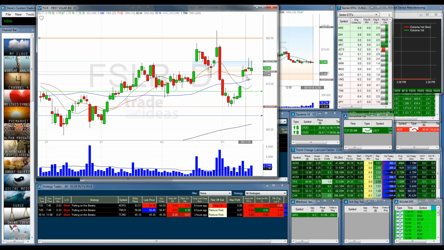So, this is okay. This consolidation is actually kind of going sideways here. So I think this trade is still intact. It's hanging in there. The sector's been strong. Actually got a little help too from news out of California that all new home builders have to have solar on the new homes being built. So that one's still intact.